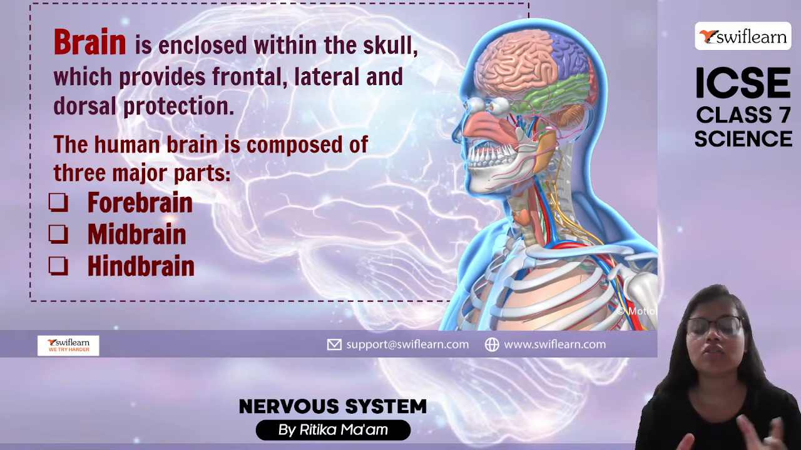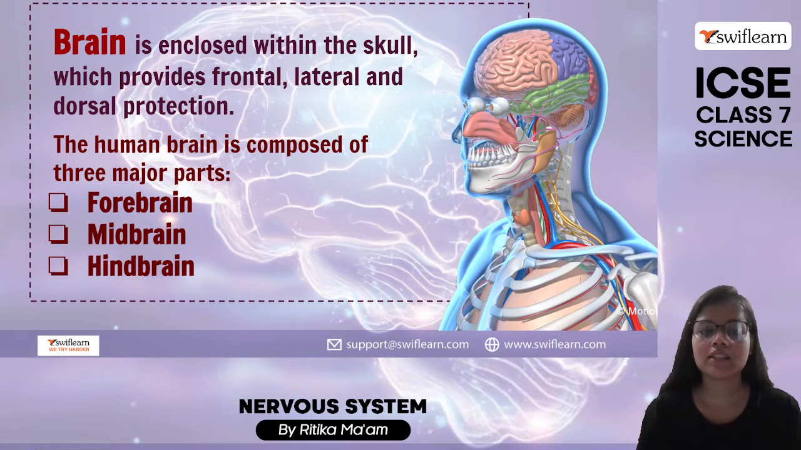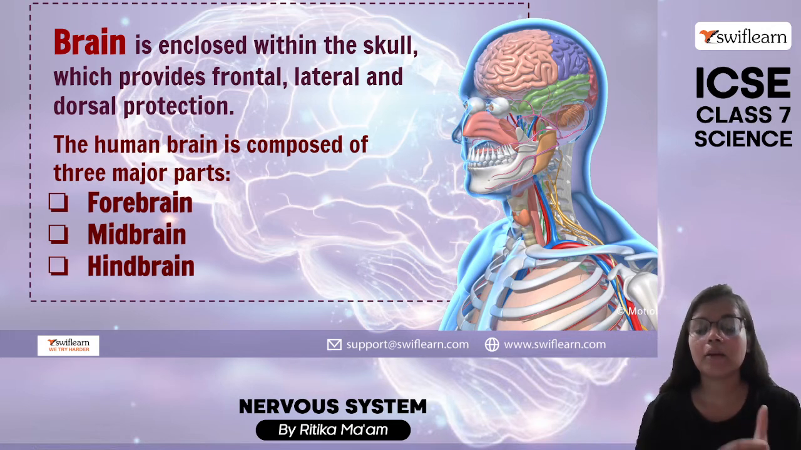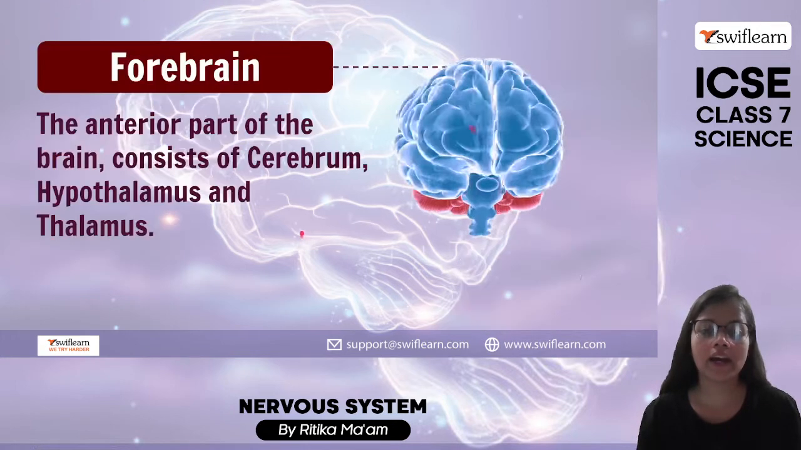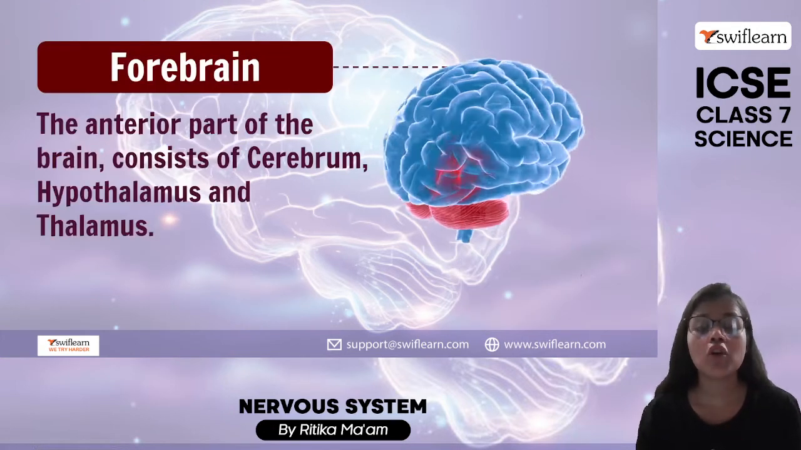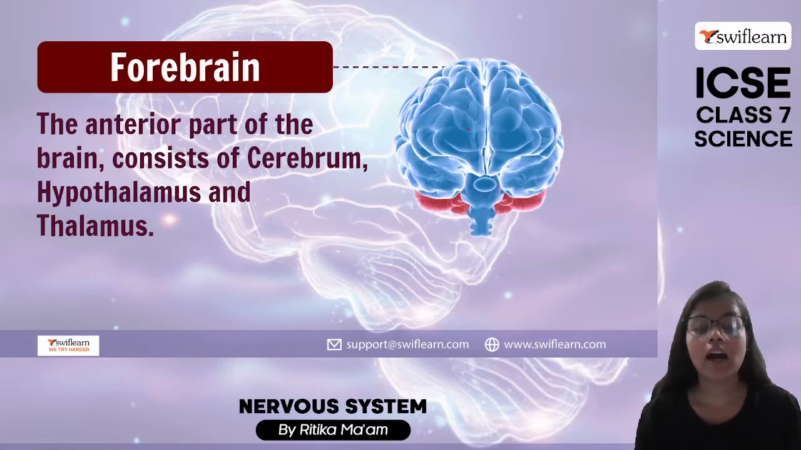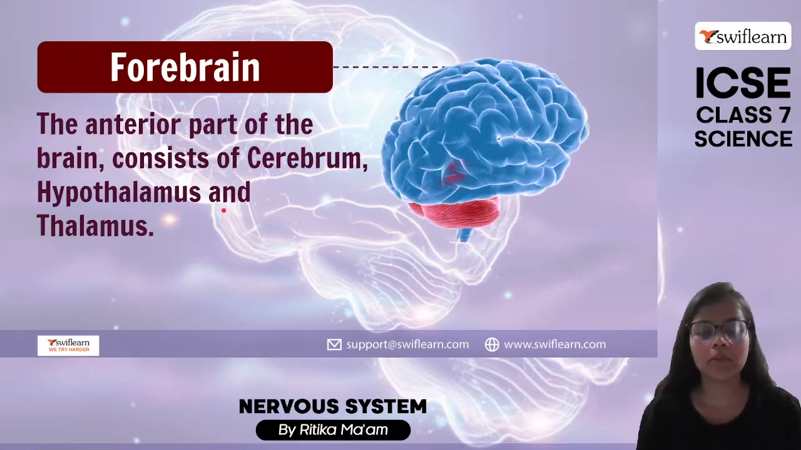Now talking about the structure of the brain, it is enclosed within the skull and it provides frontal, lateral and dorsal protection. So our skull protects the brain, and our brain is composed of 3 parts: forebrain, midbrain and hindbrain. The forebrain is the anterior part of the brain and it consists of cerebrum, hypothalamus and thalamus.